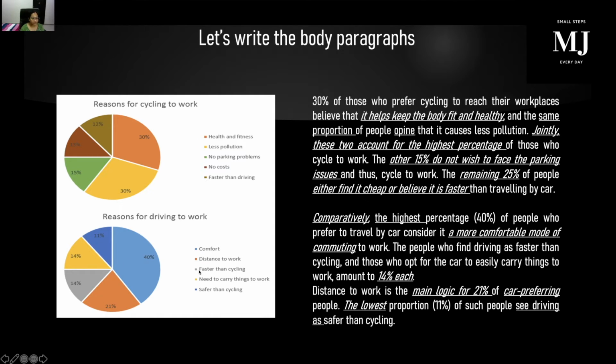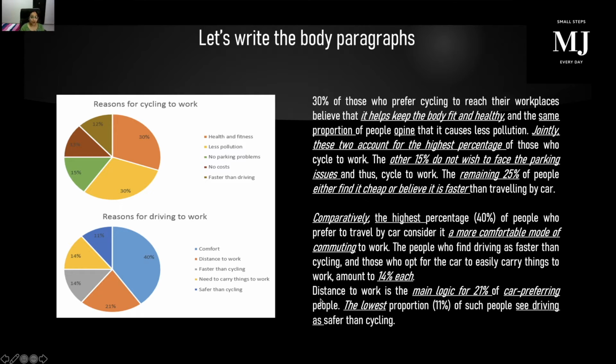So we are talking about the 14%, the grey shade. Yes. And those who opt for the car to easily carry things to work, again we are talking about this yellow portion, need to carry things. Aren't these equal? They are. That is why we have tried joining these two. So the people who find driving as faster than cycling and those who opt for the car to easily carry things to work amount to 14% each.